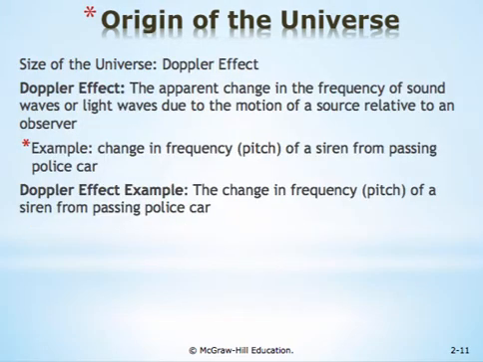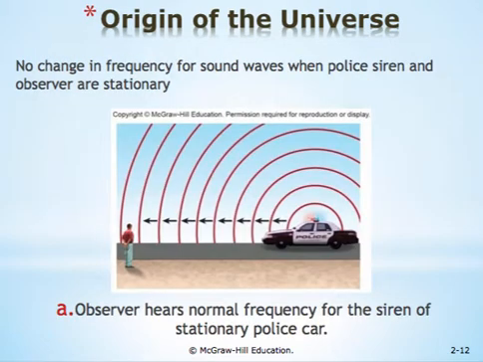One of the examples in the textbook is a police car with a pitching siren. The Doppler effect: the apparent change of the frequency of sound waves or light waves due to the motion of the source relative to an observer. For example, the change in the frequency or the pitch of a siren from a passing police car. Further explanation: no change in frequency for sound waves when the police siren and the observer are stationary. In other words, the person is just standing and the car is not moving. The siren is going off, but there's no change in the sound of the siren.